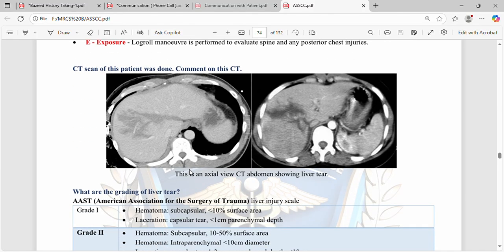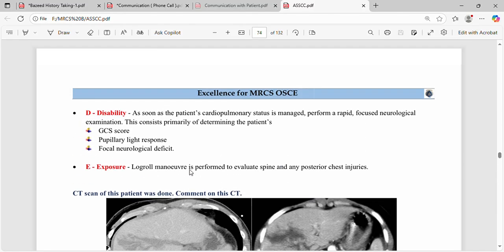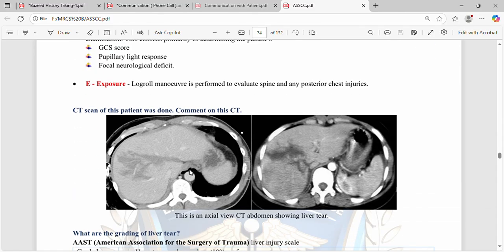CT scan of this. So, posterior chest injury, like posterior rib fracture. Remember, posterior rib fracture is not very common. It usually occurs in child abuse cases. Anterior rib fracture is very common in trauma, but the posterior is very rare. A CT scan of this patient was done.